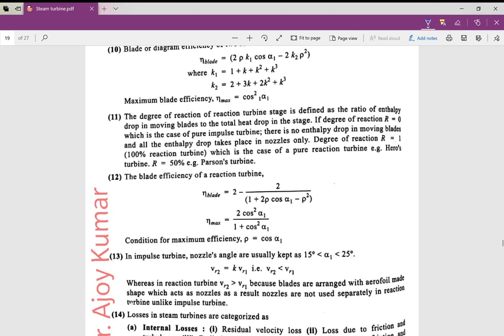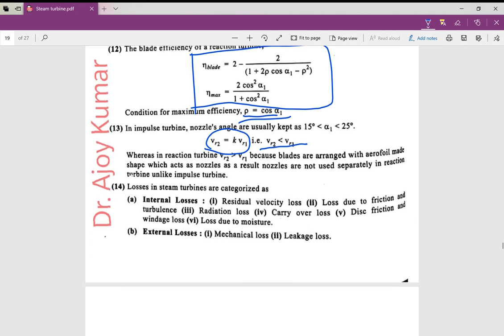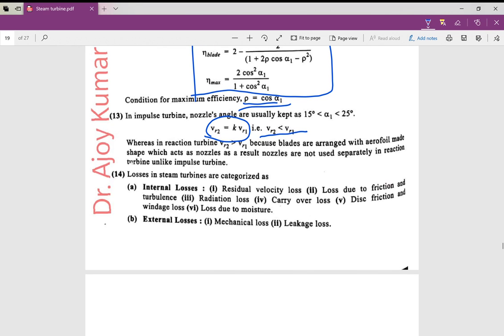Now move to this one. This part should be remembered for the reaction turbine. This is the condition, and it is also important. In an impulse turbine, we write VR2 equal to K times VR1, and always VR2 is less than VR1, whereas in a reaction turbine, VR2 is greater than VR1. So please remember, in a reaction turbine, VR2 is greater than VR1.